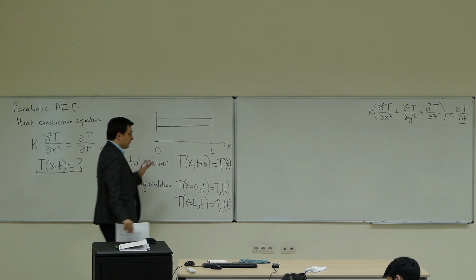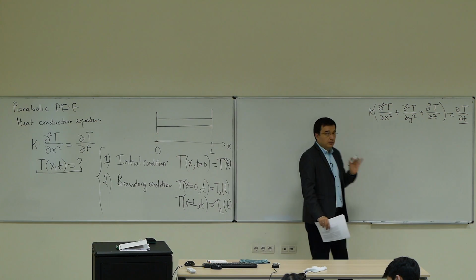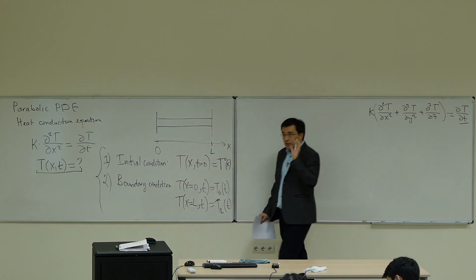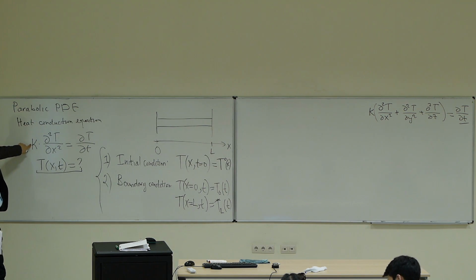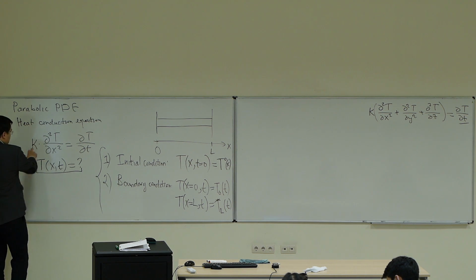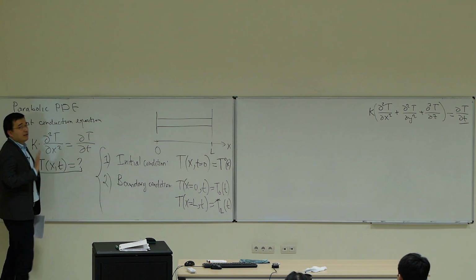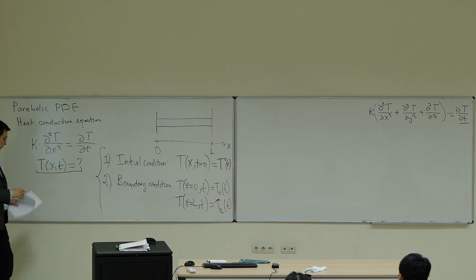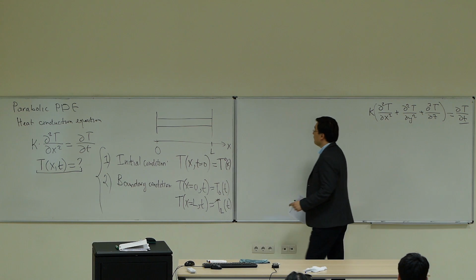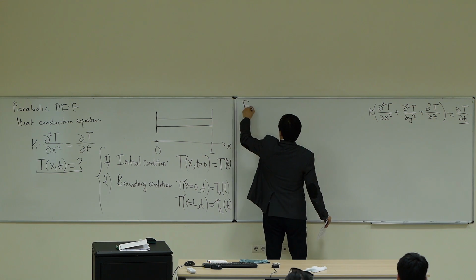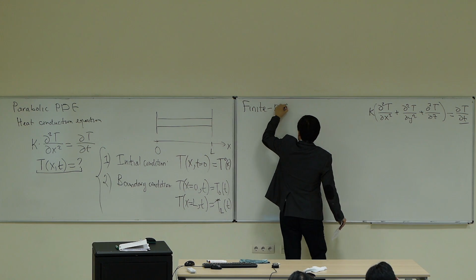Now we have all the information we need in order to solve this problem. One more thing, of course: we need the value of this coefficient k. This is a coefficient which describes how fast heat is conducted. We also need to know its value, otherwise we cannot solve it. Once we provide the value of k and the initial and boundary conditions, now we can think about solving it. In order to solve it, I'm going to use, as we discussed last time, the finite difference method.